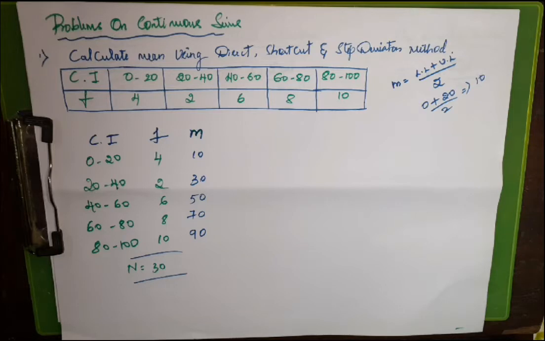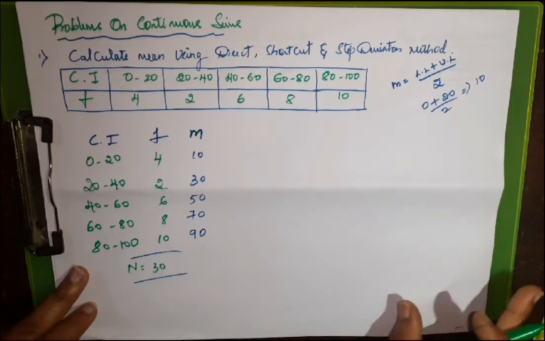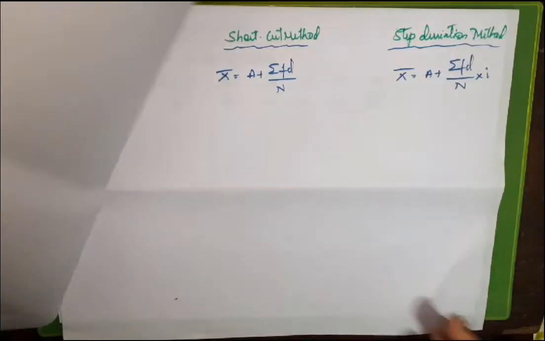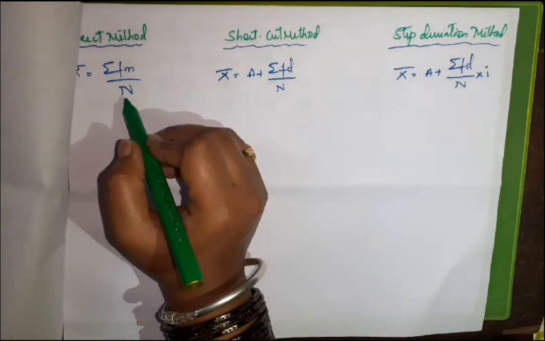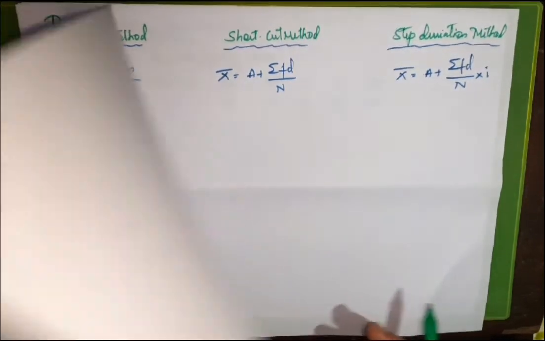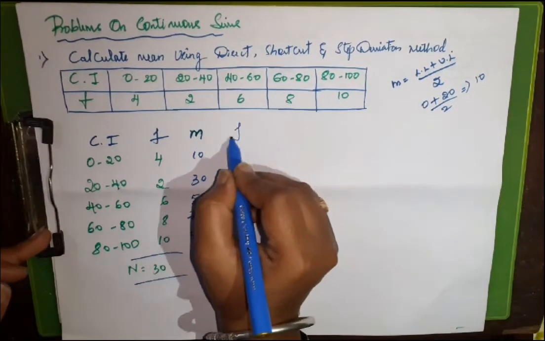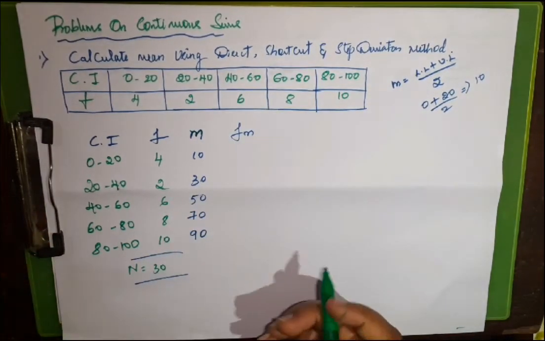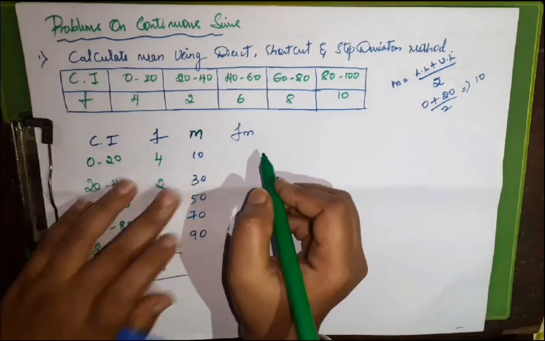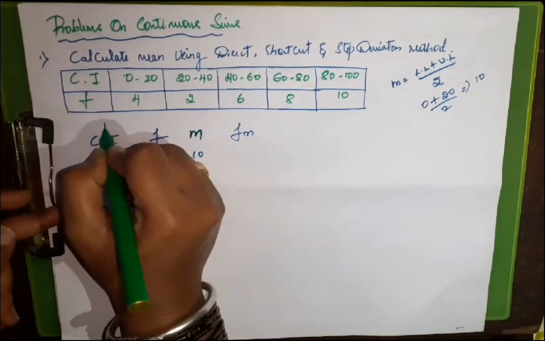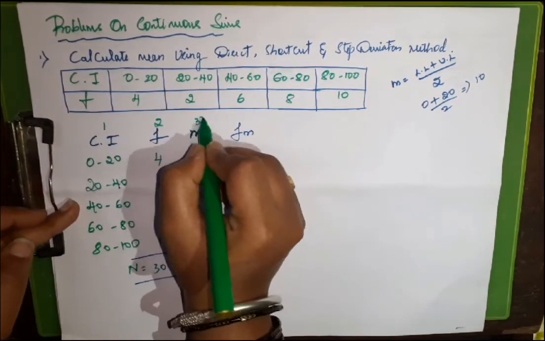So under the direct method, to find the mean of the continuous series, we need sigma Fm by n. So we have F and M. To find the Fm, take the product of frequency and mid value. I am going to give numbers to the columns so that you will understand it better.